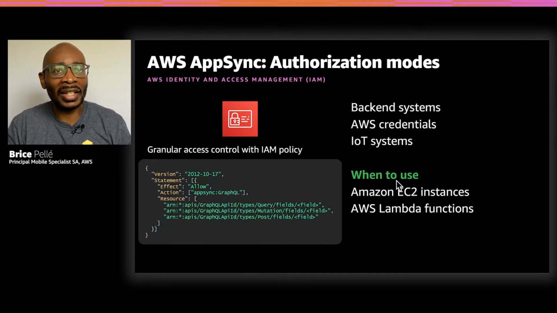As you can see in this IAM policy, you can specify which fields the user of the policy has access to. So this is pretty granular. This is the mode that I would recommend using if you are accessing AppSync from an EC2 instance because they use instance profiles, or if you're using an AWS Lambda function to access the API. So here you can also specify the permission that the AWS Lambda function should have.